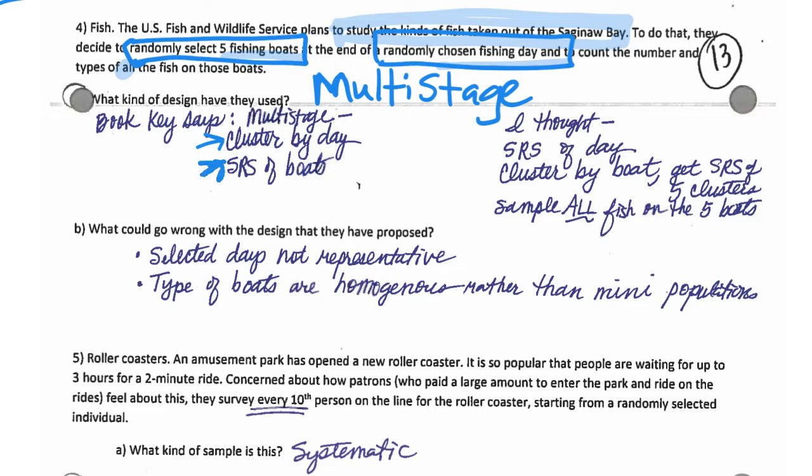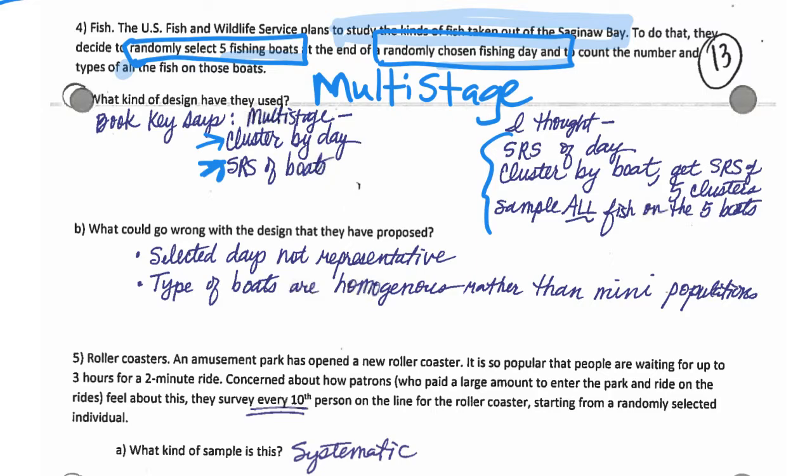But I'll tell you the thing, AP really sticks with that: once you get the cluster, you sample all of it, okay? That is pretty consistent on the AP exam. I thought this: I said, hey, I think they simple random sampled the day. They put 365 numbers in the bag, shook well, pulled out 1, and that was the day.